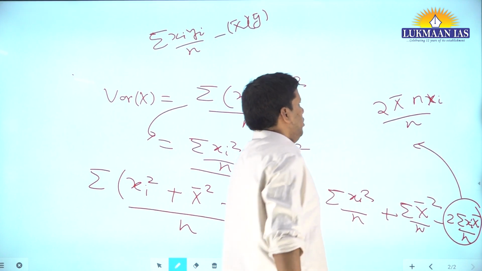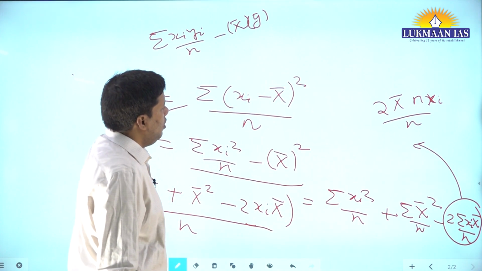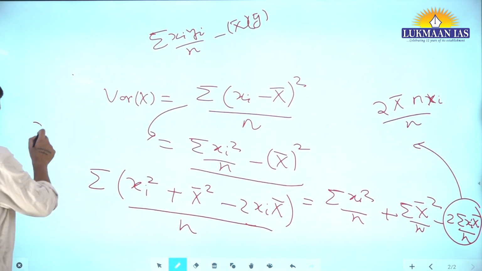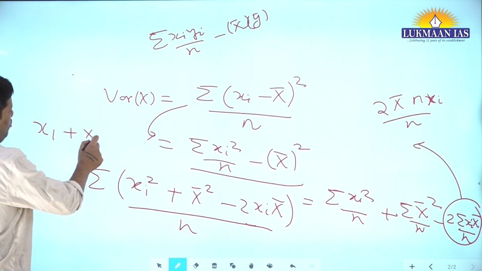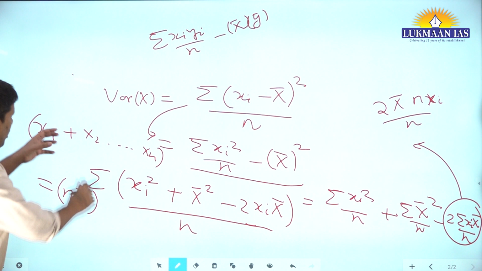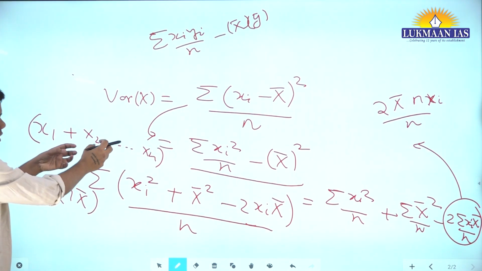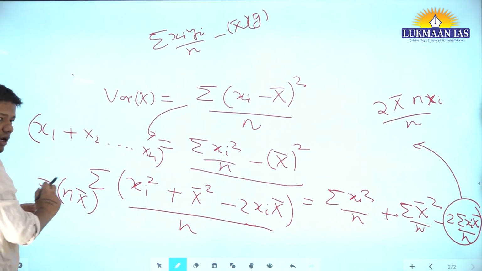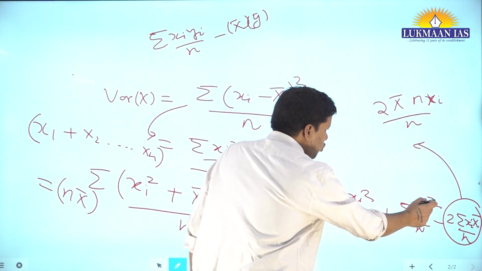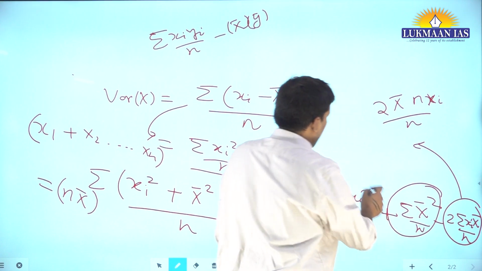Okay. See, now see this thing. Now try to understand this thing. If I'm writing x1 plus x2 till xn, right? Can I write it also equal to n into x bar? Any problem? No. Because let's say this is my series. I'm just multiplying the mean with the n number. So now these two terms, this term and this term, how can you write?